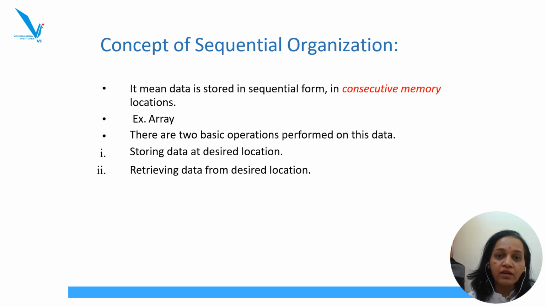When we declare an array, a block of consecutive memory will be allocated for that array. It will not happen that one array element is at one location and another array element is at some other scattered location. No, when we declare an array, we get a chunk of memory, a block of memory, and all array elements will be stored in that block itself, in a sequential manner.